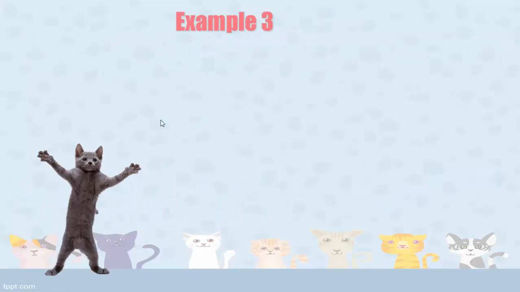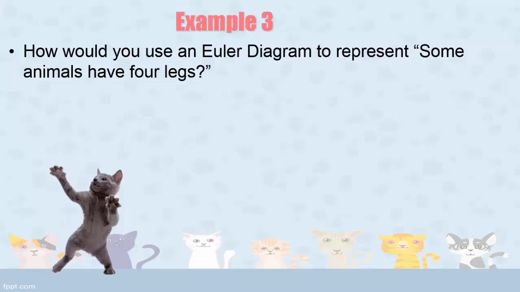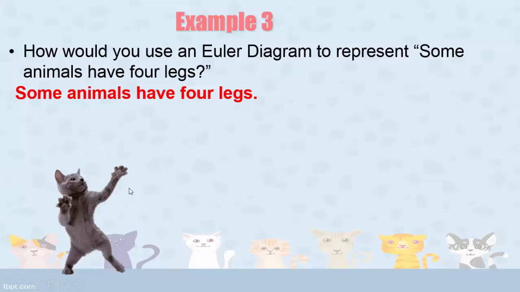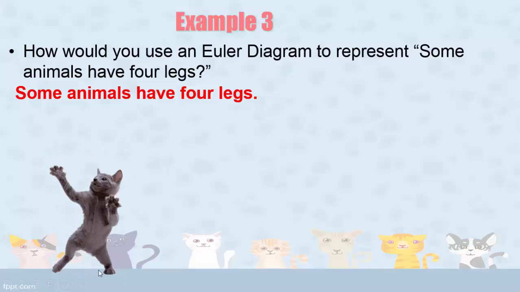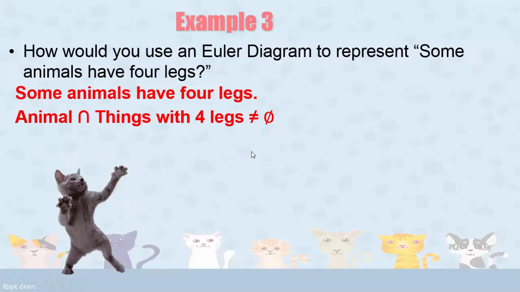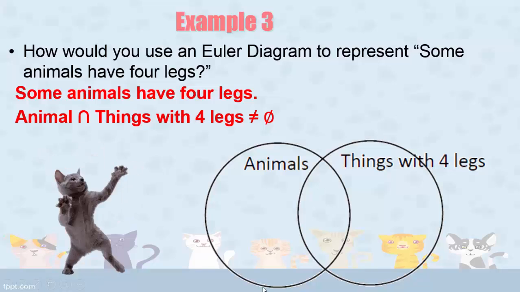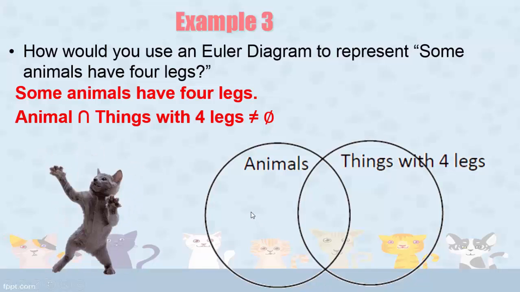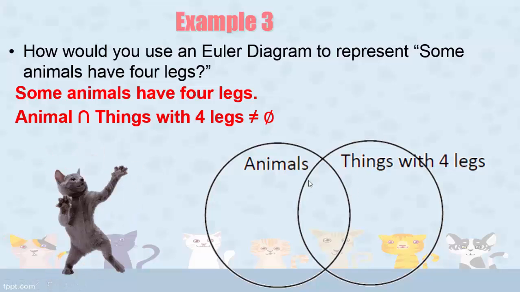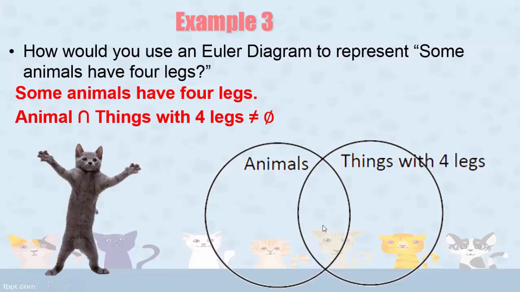In example number 3, how would you use Euler diagrams to represent some animals have 4 legs? Well, some animals have 2 legs like us. Let's look for some animals that have 4 legs, but as you can see, this kitty cat has 4 legs, but the way he or she is dancing, you begin to wonder. But animals intersect things with 4 legs, and of course there are animals that have 4 legs. We can represent it as things with 4 legs, animals, and then of course there are animals with no legs like snakes, which are animals. And then there are things with 4 legs like tables that are not animals. So animals with 4 legs, well, that would be cats, dogs, and other animals with 4 legs.